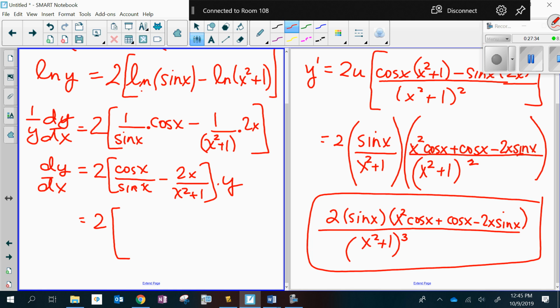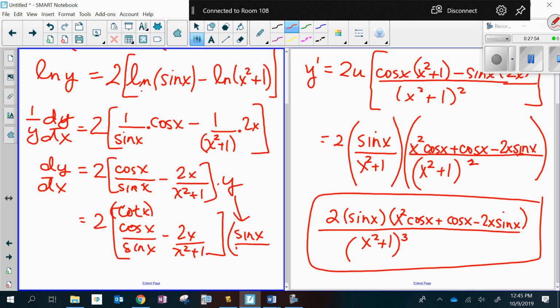Cosine x over sine of x, and yes, it's okay to write cotangent if you want. Okay, minus 2x over x squared plus 1, and what was sine of x squared? Okay, so let's see if we could, now, yeah.